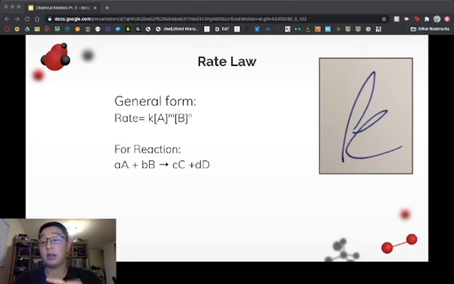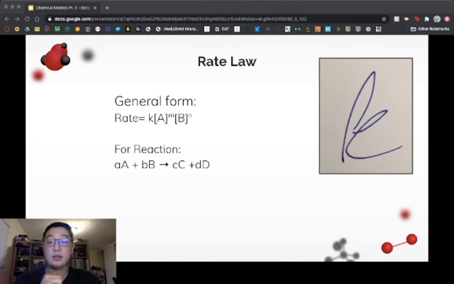So in general, the general form of a rate law is rate is equal to k, concentration of A to the power of m times the concentration of B to the power of n, for the general reaction seen below.